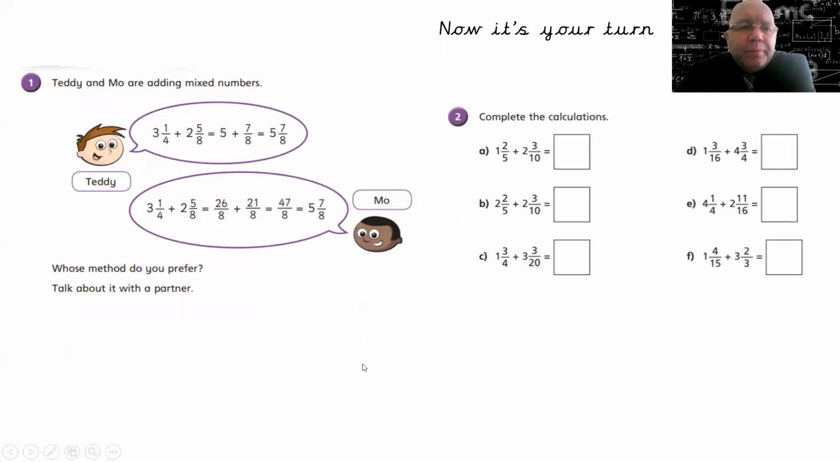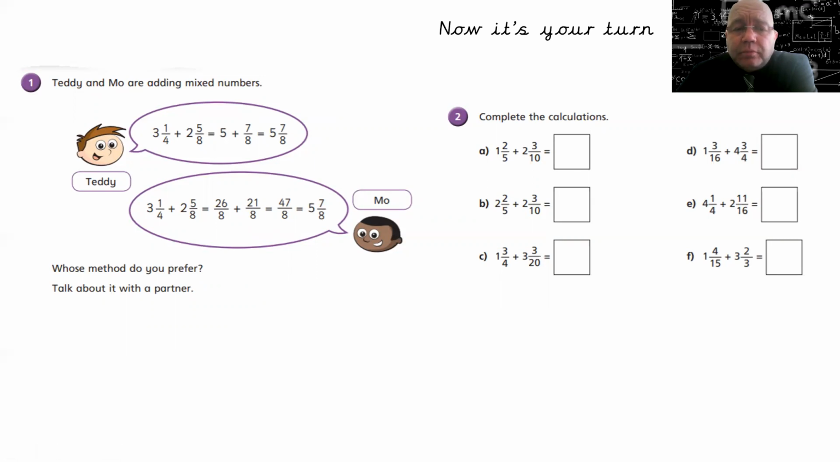Okay, time for you to have a go. Now, the first question simply asks you which one you prefer. Now, I would be interested if you could jot down the why. If there's someone to talk to, then explain to them why you prefer either Teddy or Mo's version. But this is a very, very quick question. Just which, we've already talked about it really. So which of those methods do you prefer? Do you prefer dealing with the whole numbers first and then dealing with the fractions? Or do you prefer creating improper fractions?